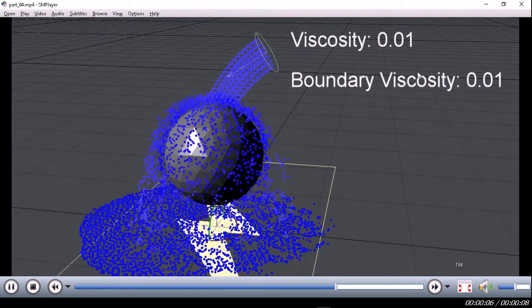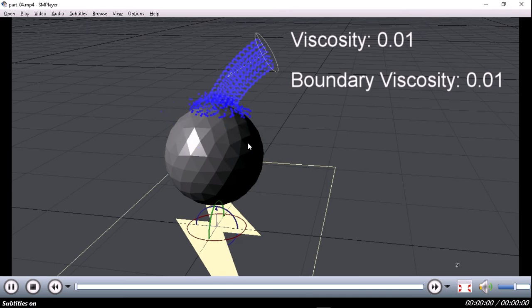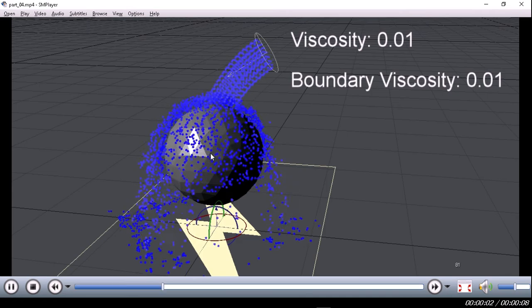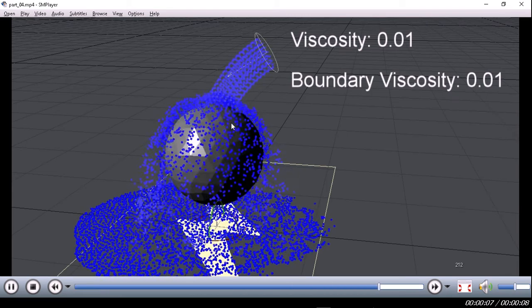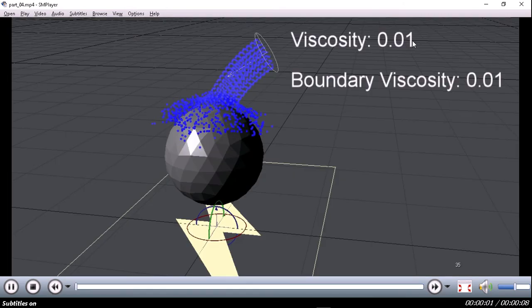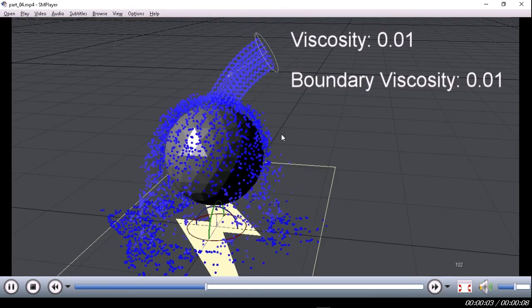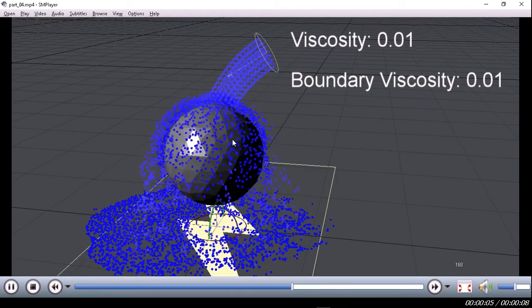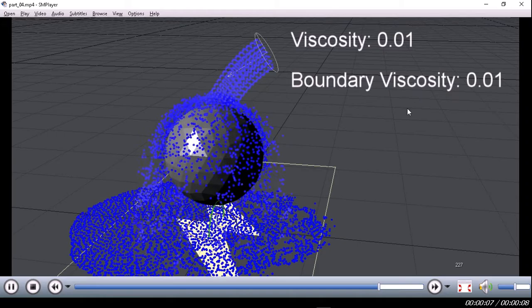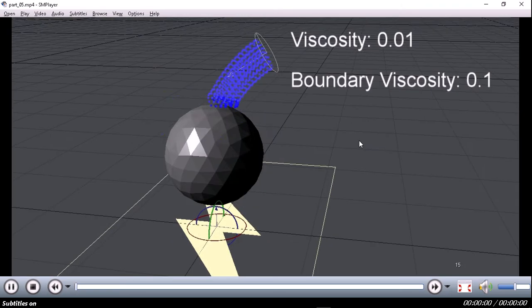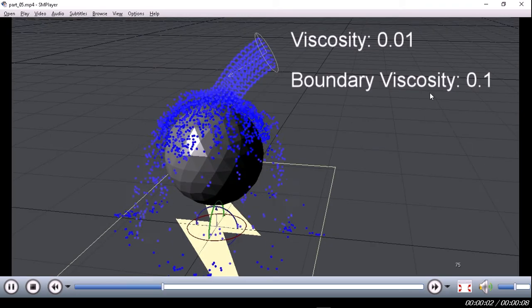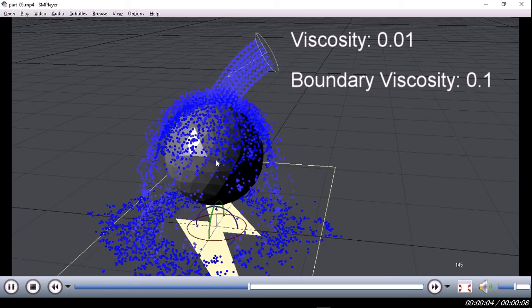Okay, next up we'll look at boundary viscosity. Okay, in this video I've dropped the viscosity back to 0.01 and the boundary viscosity to the same number, but you can already see it's different. The particles are actually now resisting and sliding down the surface, you see? And the smooth flow we were having before without the boundary viscosity, with the viscosity at 0.01, is gone now. Yeah, you can see that. Okay. And moving on to the next video.